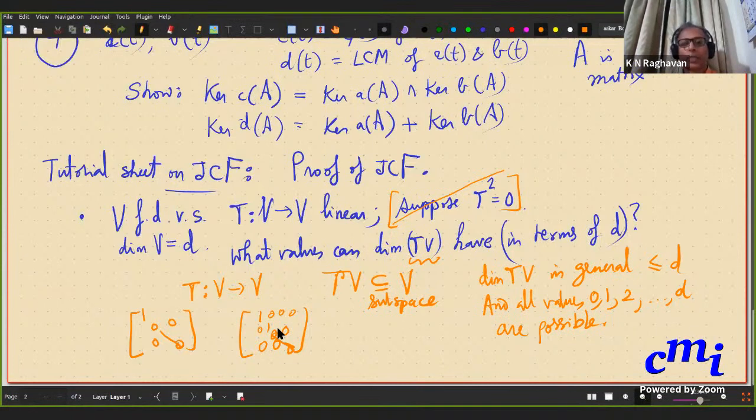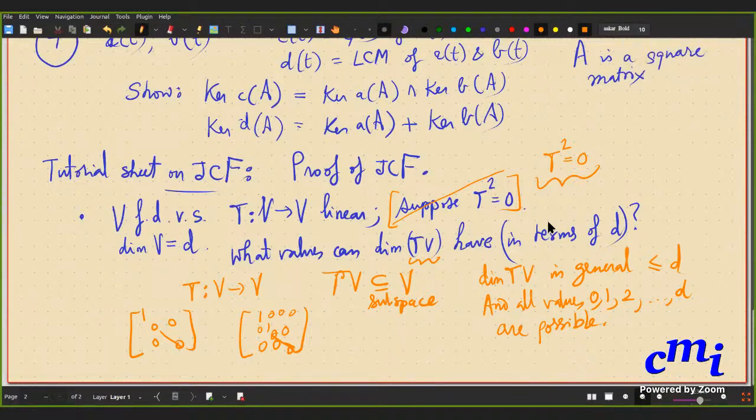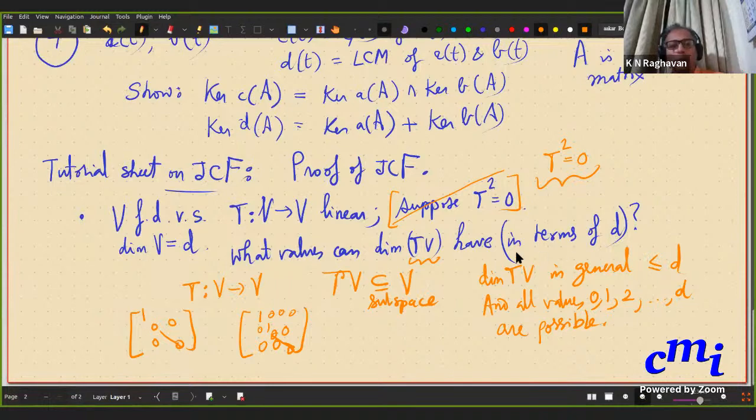Okay. Now I put the condition that T squared is 0. Now what is the answer? I've introduced something into the puzzle. Now it's a puzzle, not a very difficult puzzle, but still, what is... D plus 1? It can't be D plus 1. What do you mean? The total number you mean? Sorry, when you say D plus 1, what do you mean?